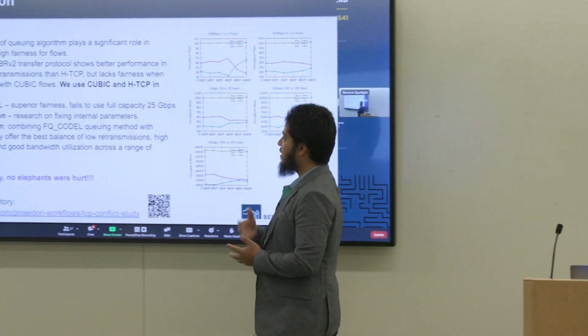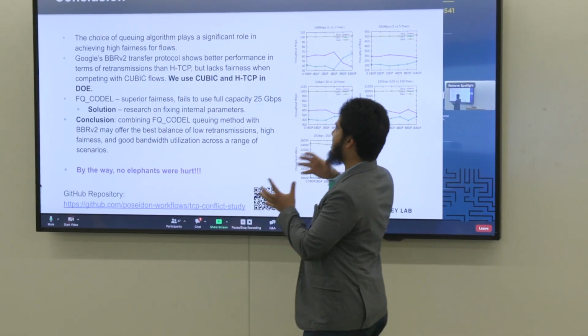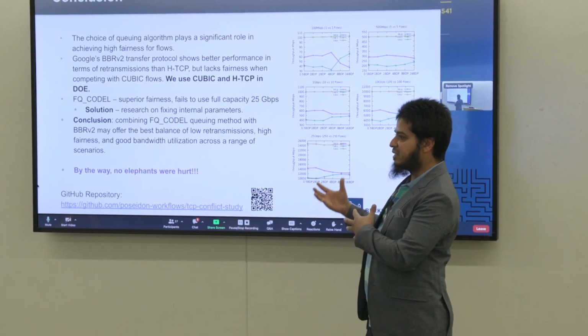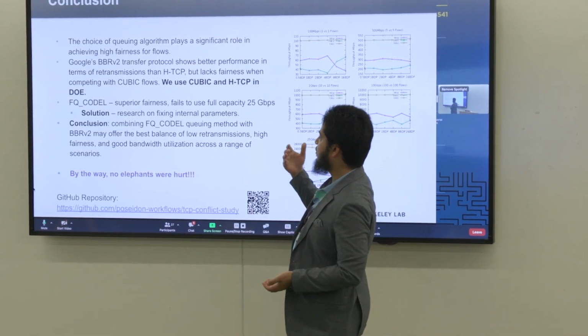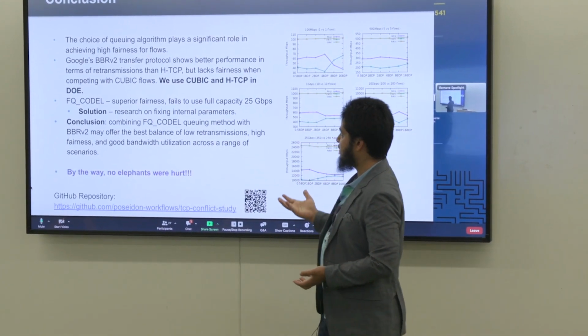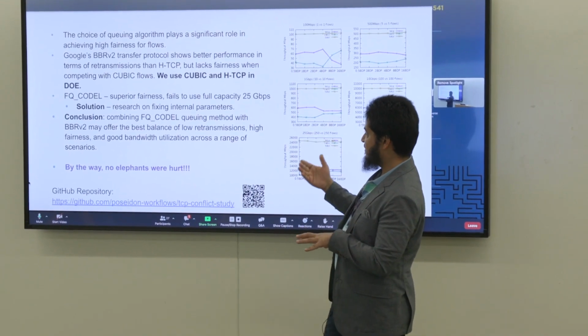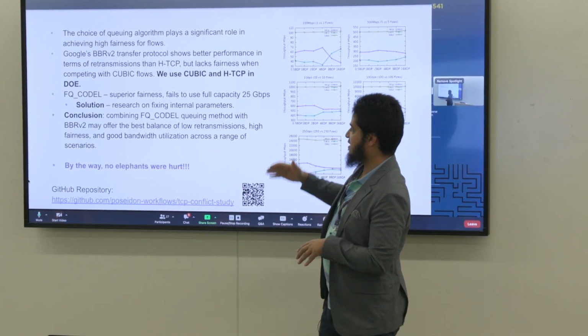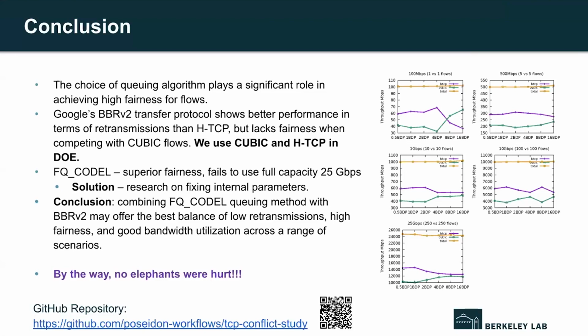In conclusion, the choice of queuing algorithm plays a significant role in determining network performance. Google's BBR v2 protocol shows better performance in terms of retransmissions than HTCP. We use CUBIC and HTCP in DOE. In conclusion, we can say that combining the FQ-CoDel queuing method with BBR v2 may offer the best balance.